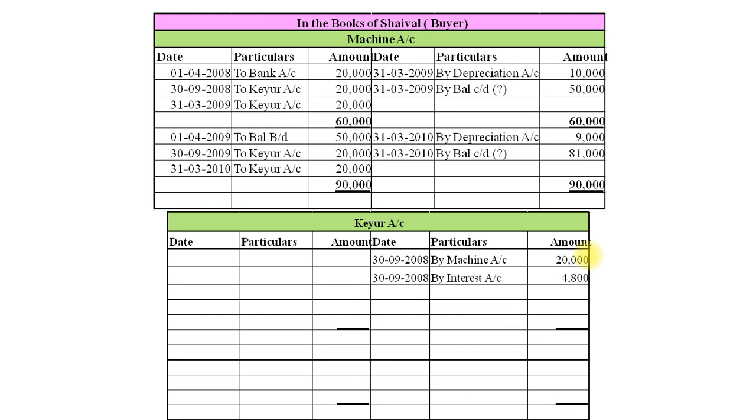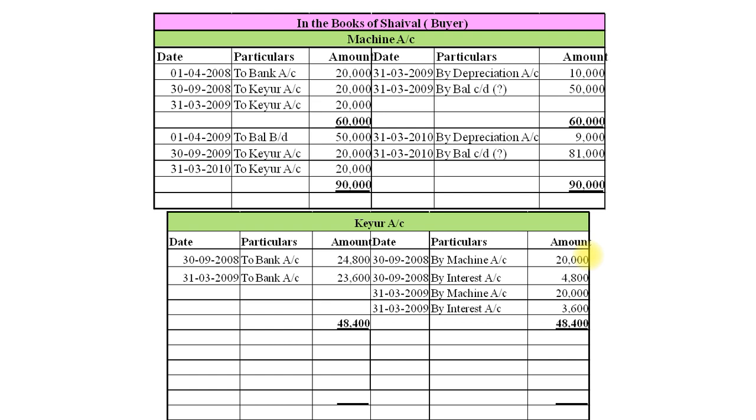The next entry will be on the same date 30/9/2008 of installment paid, Keyur account debit to bank 24,800. Next on 31/3/2009 installment due, by machine account 20,000, by interest account 3,600, and then installment paid on 31/3/2009 to bank account, that is 23,600. So here you do the total, it will tally at 48,400. So 2008-09 is over.